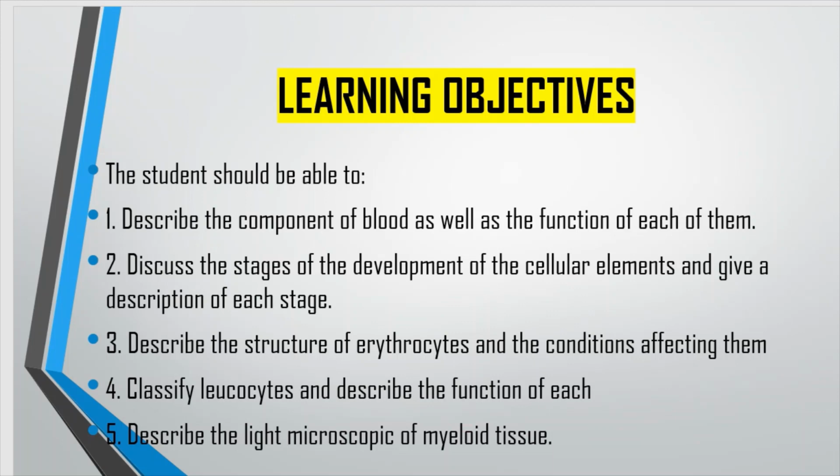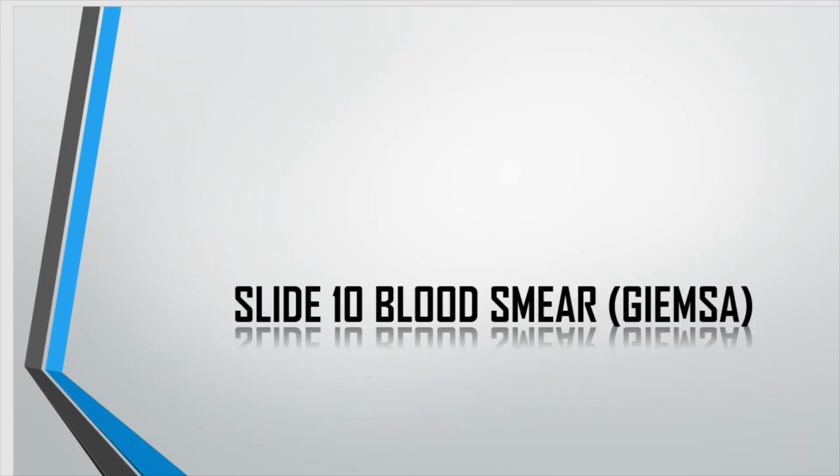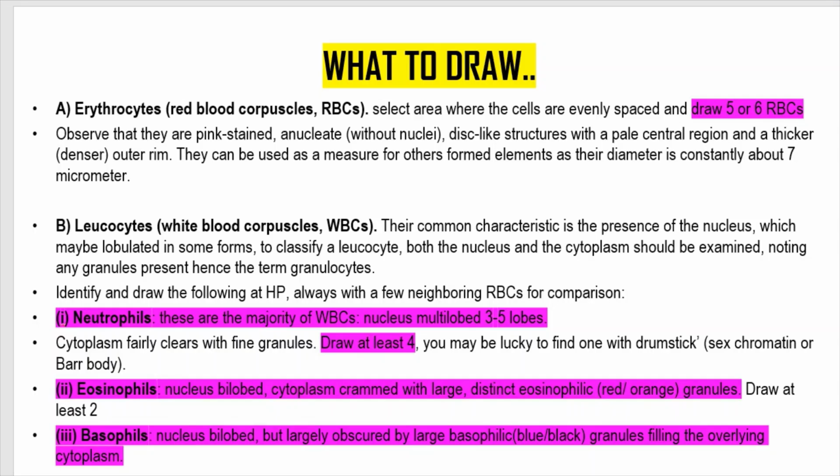Okay, so now the slide that we're going to look at is slide number 10, which is the blood smear, which was stained using Giemsa here. What are we supposed to draw? First of all, we're supposed to look at erythrocytes. The erythrocytes are just red blood cells.